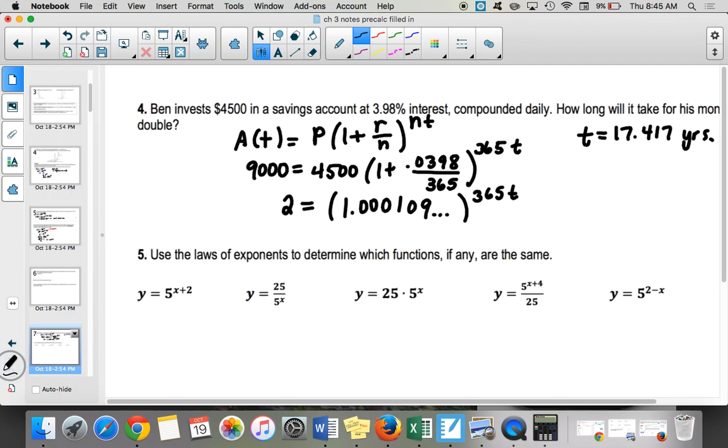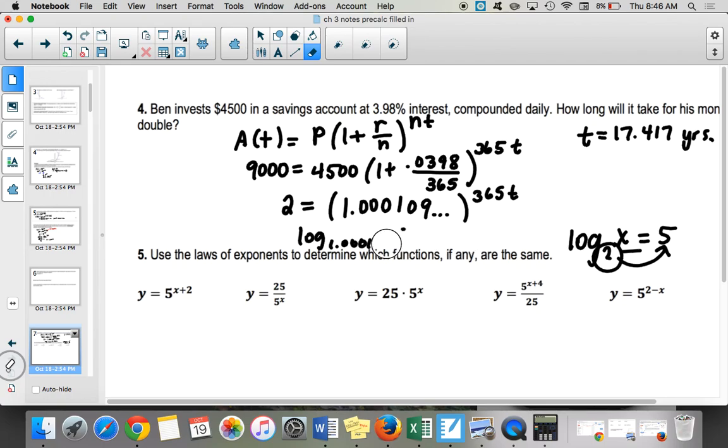So I could switch forms. I could switch from exponential to logarithmic. Do you guys remember how to do that? If I gave you log base 2 of x equals 5, do you remember how to switch forms? 2 to the 5 equals x. So you could switch forms. So this would be log base 1.000109 of 2 equals 365t. You could do that.